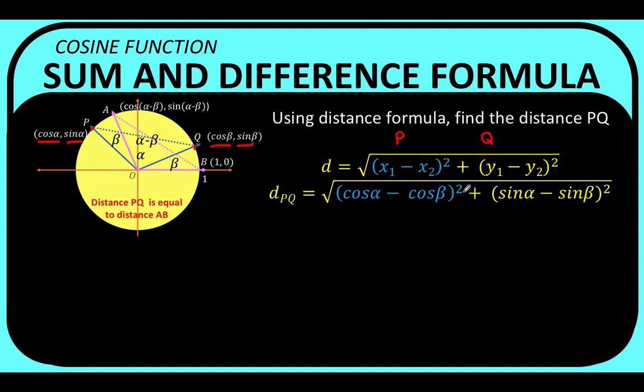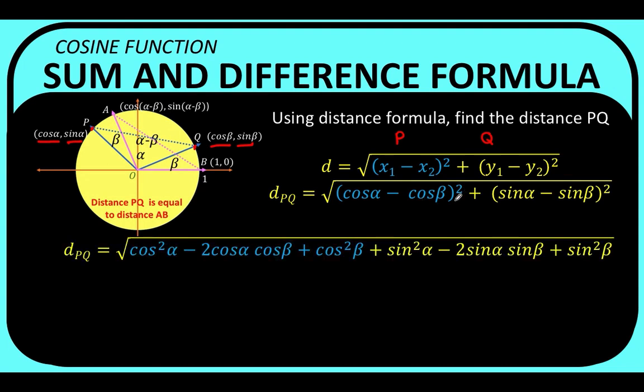Notice here that we have a square of a binomial, so we can expand this by getting the square of the first term, minus twice the product of the first and the second term, plus the square of the second term. So the expansion of this square of binomial is this blue part. Then let's square also this other binomial. We square the first term, minus twice the product of the first and the second term, plus the square of the second term. So the square of this yellow binomial is this yellow part.